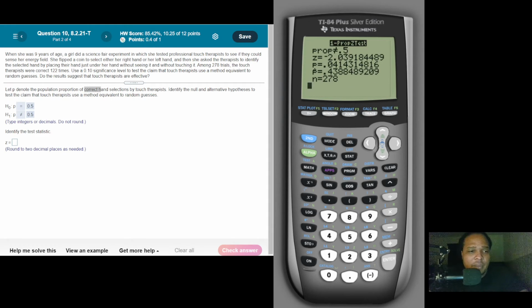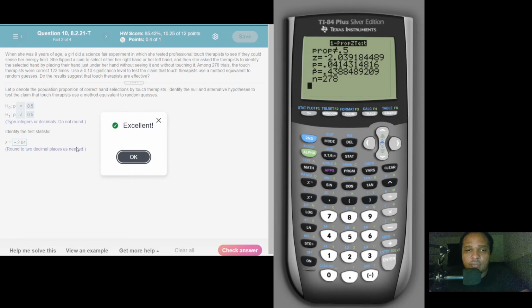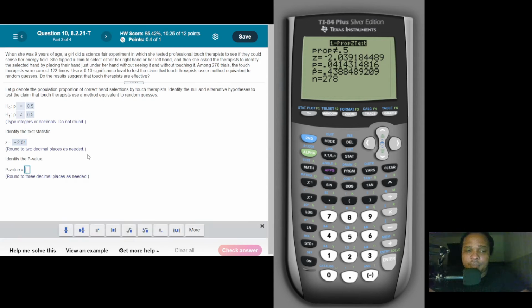All right, calculate. Bam. Test statistic: negative 2 point, how many decimals? 2. 0.04. P-value is right below it.